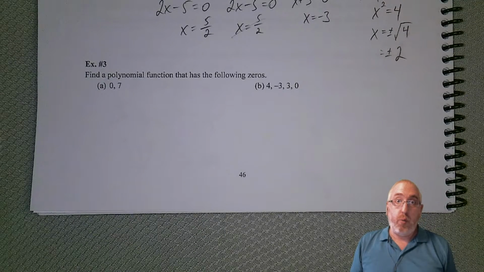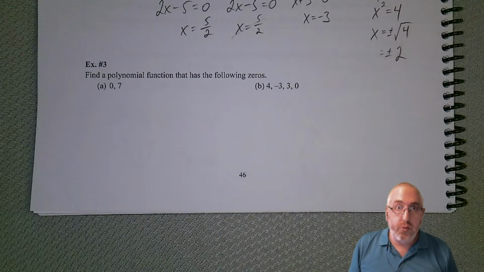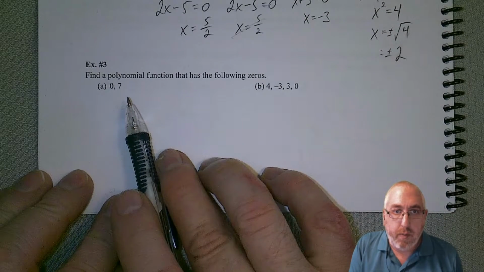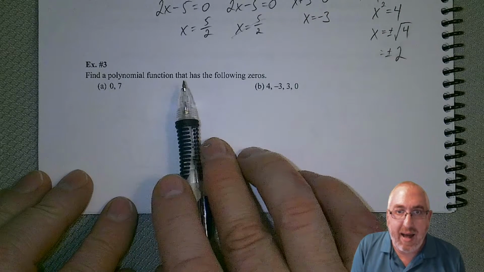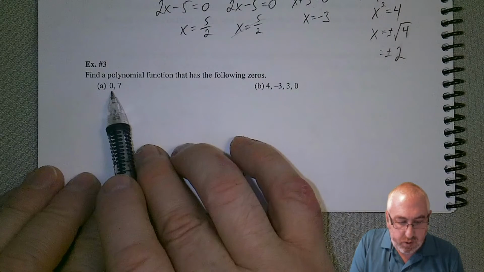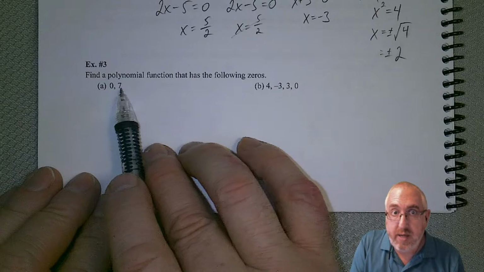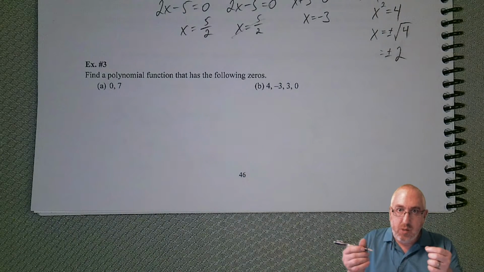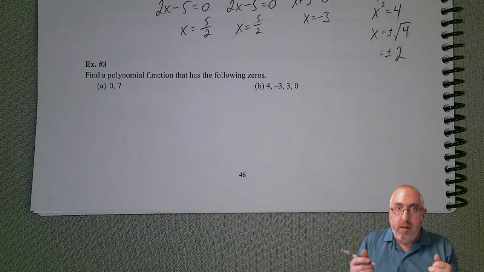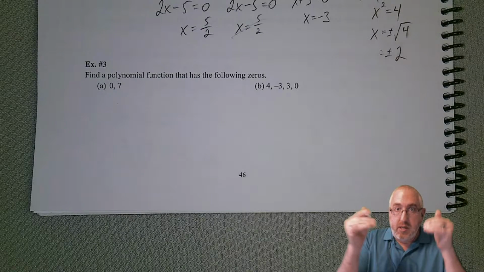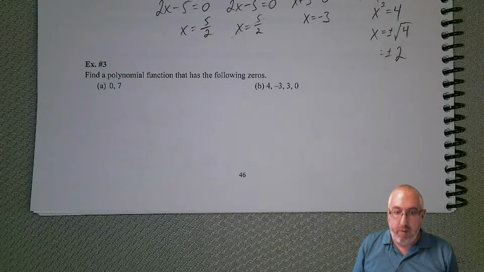Hello folks, we are in section 2.2 and now we're looking at example number 3. It wants you to find a polynomial function that has the following zeros. For the first one, we have 0 as one of the zeros, and 7. You have to almost think of this as working backwards to get to your function. We have the solutions, and we're just working the process in reverse.